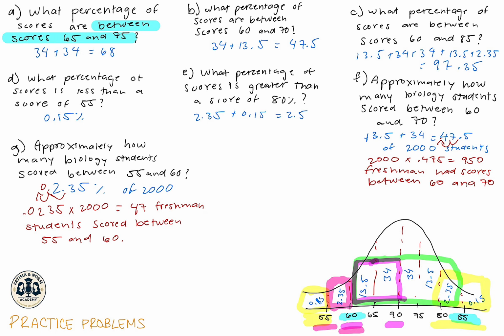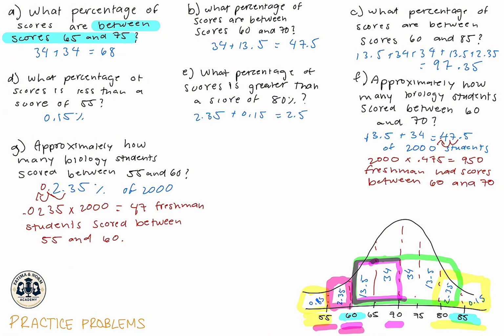Moving on to question D, it says what percent is less than 55. You just look at where the 55 is and then look at the number that's under. That would be 0.15%, and that would be the amount of scores. For E, you would do the same thing as we did for D, except you would look at the right side of the 80, which you would just then add 2.35 plus 0.15.